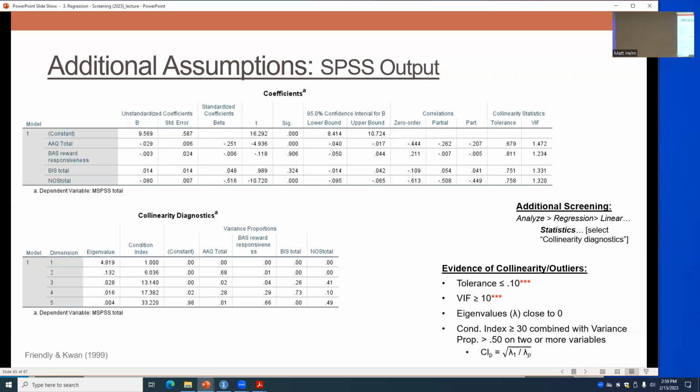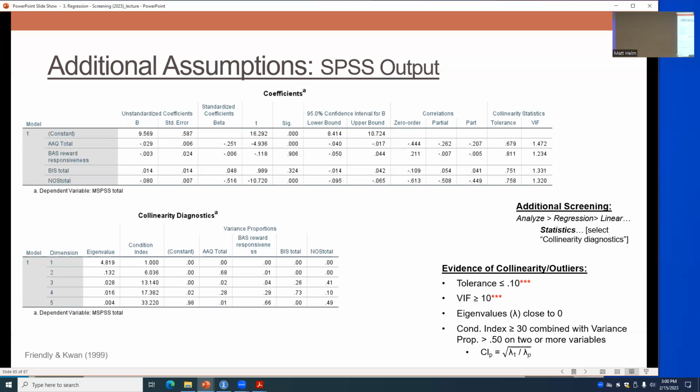Okay, so if I were to just go through and look at this, I would say, well, I've got an eigenvalue that's close to zero. I've got a condition index that's greater than 30. And then I've got a variance proportion for fast reward at 0.66 and FOS total at 0.49. Boy, what's happening? Do I have a high correlation between these two variables? Those two variables are probably reasonably correlated, but if I go up and look at my tolerance values, they're all acceptable. There's no reason for me to be down there looking around. So I don't have to worry about it.